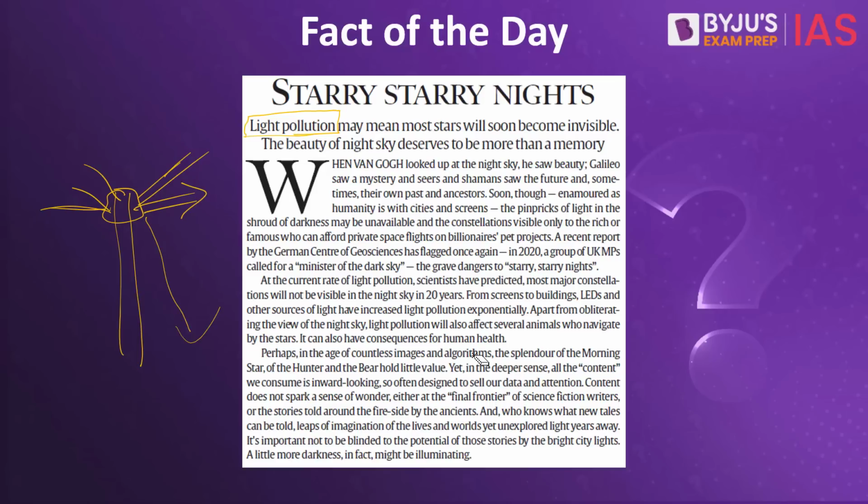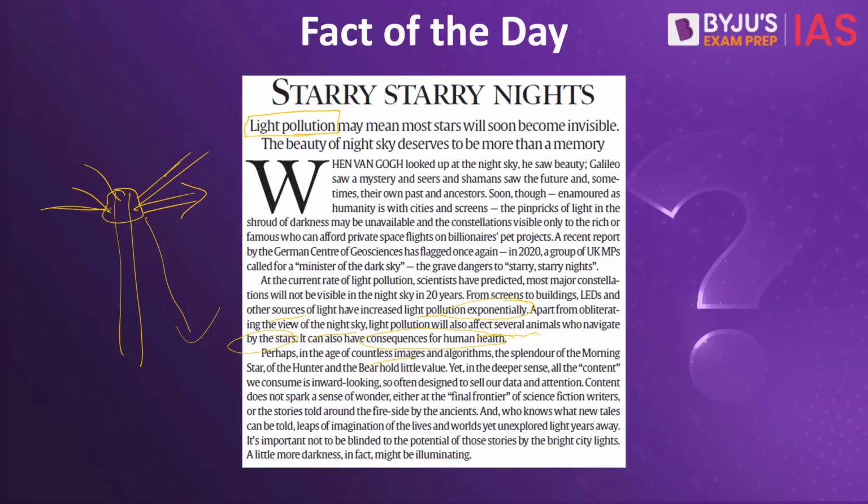What is the effect of light pollution? From screens to buildings, LEDs and other sources of light have increased light pollution exponentially. Apart from obliterating the view of the night sky, light pollution will have several effects on animals who navigate by the stars. It can also have consequences for human health. There are birds and animals which look into the sky and navigate as well. Because of excessive artificial man-made light, they would not be able to do so.